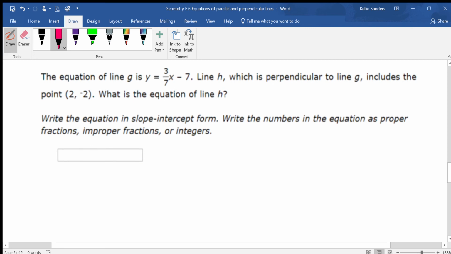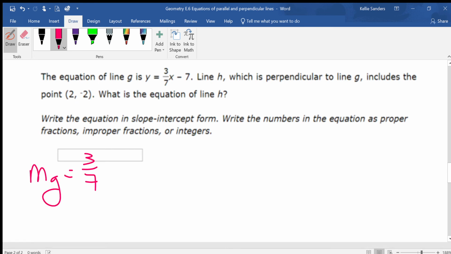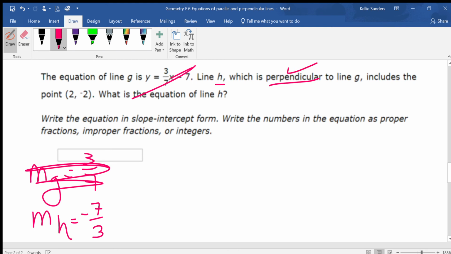Equation of line G is, well, so the slope of G is 3 over 7. Check. H is perpendicular, so the slope of H is negative 7 over 3. We are finished with that. Check. We have this one, so I'll go back to the y equals mx plus b one.